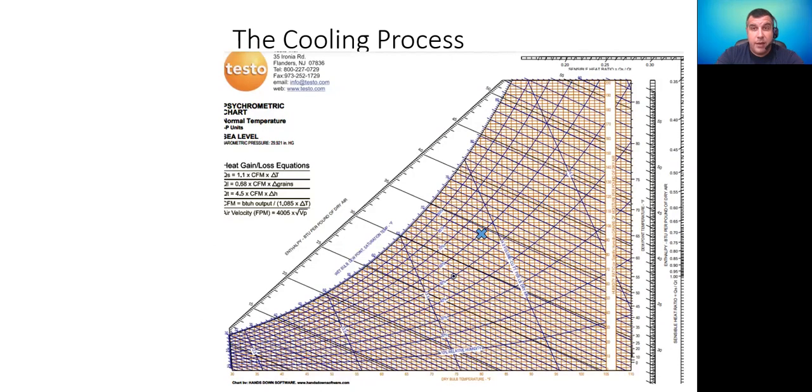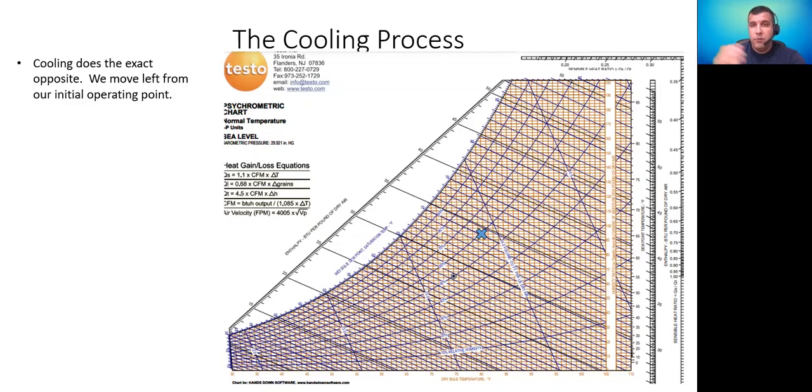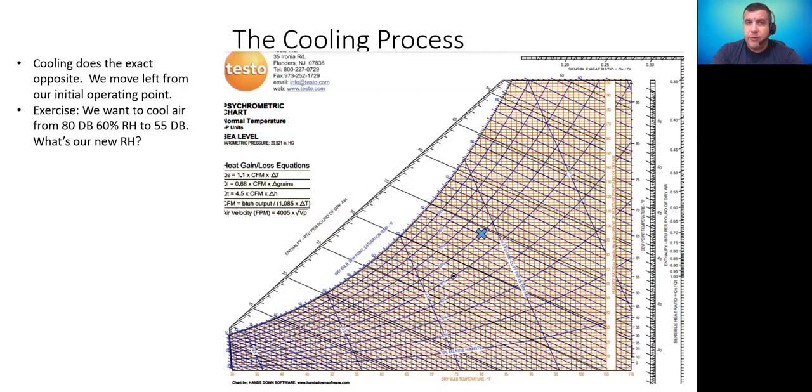Let's talk about the exact opposite, the cooling process. We move left from the initial operating point because we're removing dry bulb temperature. Again, let's do an exercise. We want to cool air from 80-degree dry bulb, 60% RH, to 55-degree dry bulb. So we're removing quite a bit of heat. What's our new relative humidity? Well, point A is 80-degree dry bulb, 60% RH. Here's our operating point A.